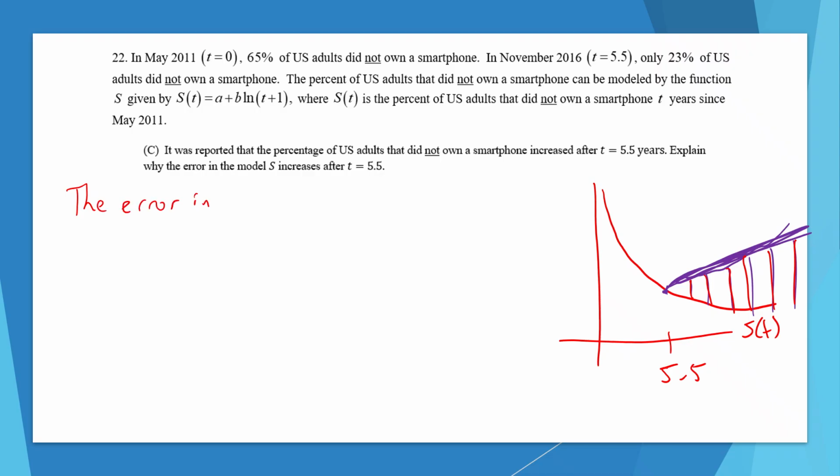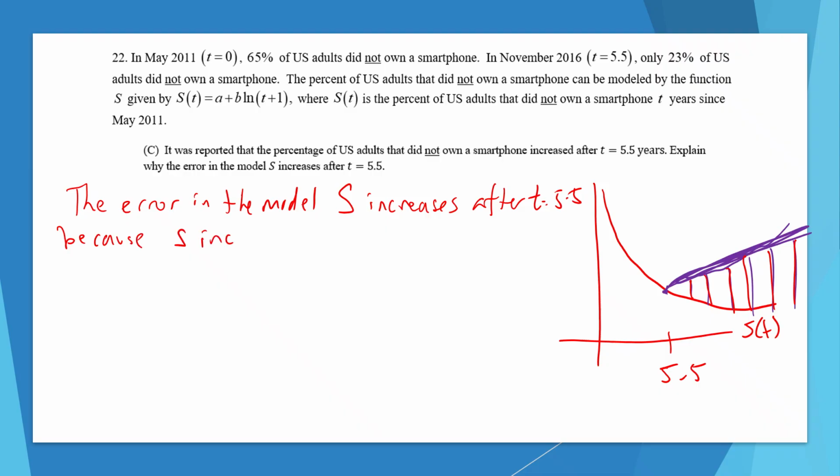the error in the model S, so get used to writing full sentences for these few questions, increases after t equals 5.5 because S decreases after 5.5 while the actual percentage increases.